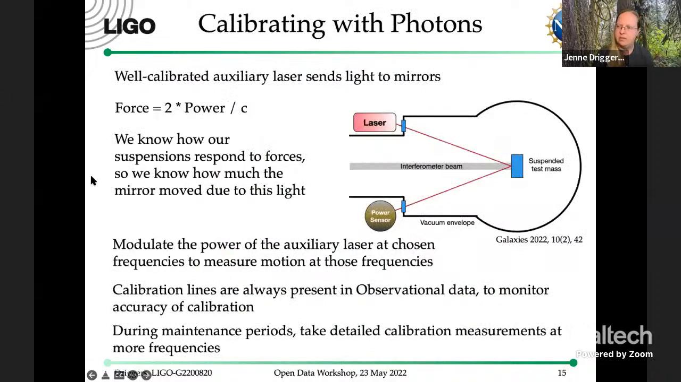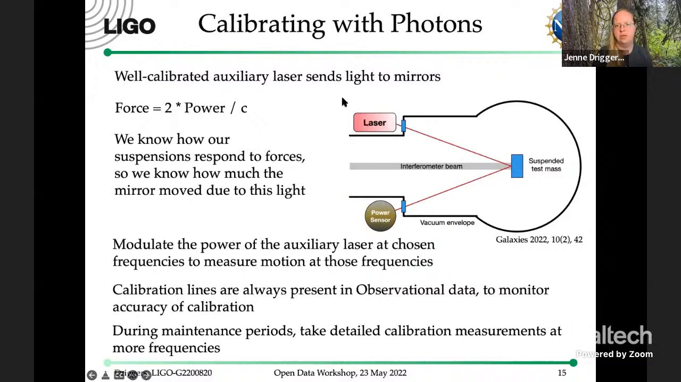So I've told you about the sensitivity of our gravitational wave detectors, but how do we really know how much our mirrors are moving? We have to know somehow at some precise level in order to be assured that we're sharing data, that we're confident what the data means. And the main way that we calibrate our interferometer and the motion of the mirrors is with photons themselves. So we have an auxiliary laser, an extra laser.